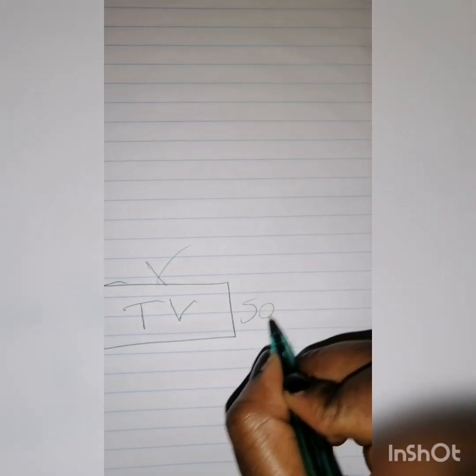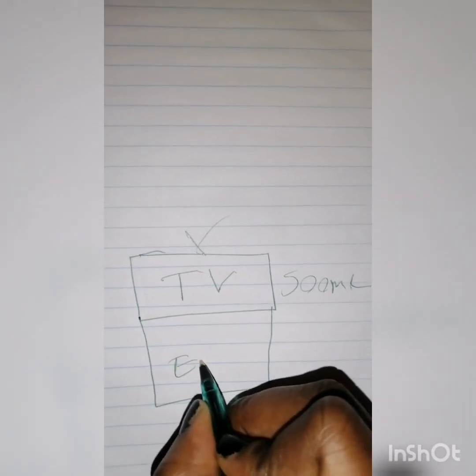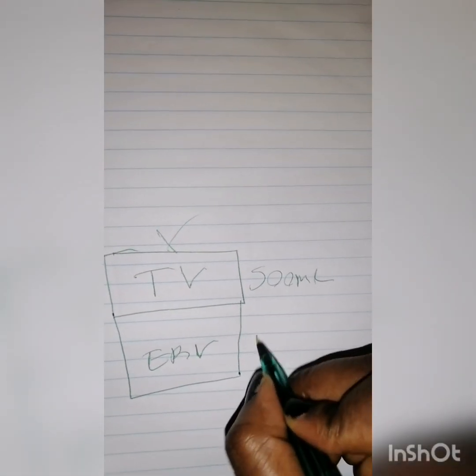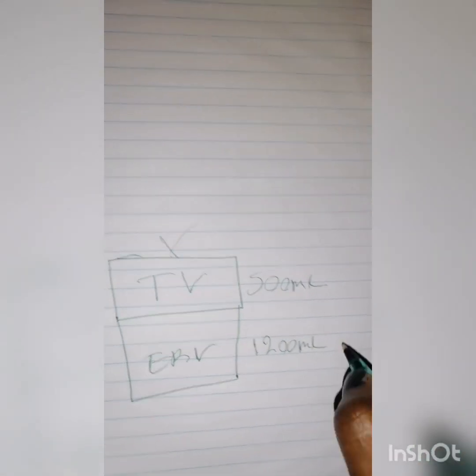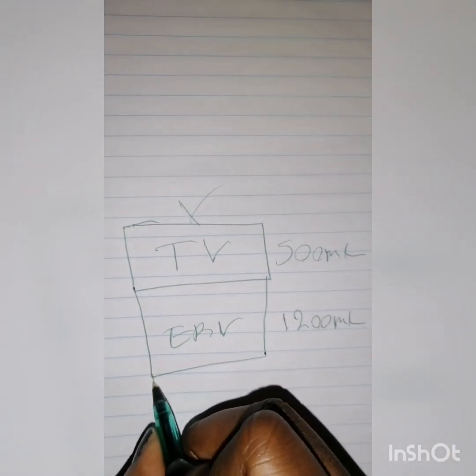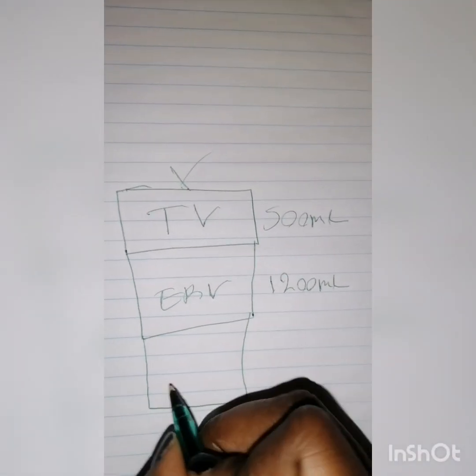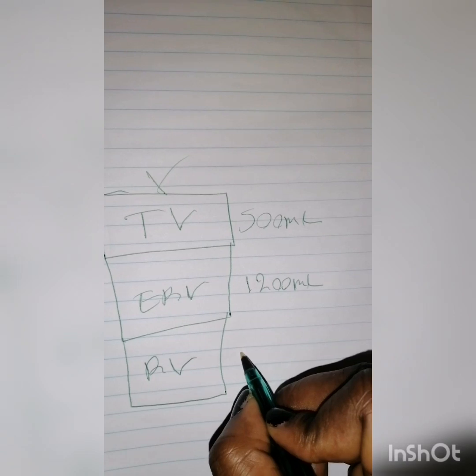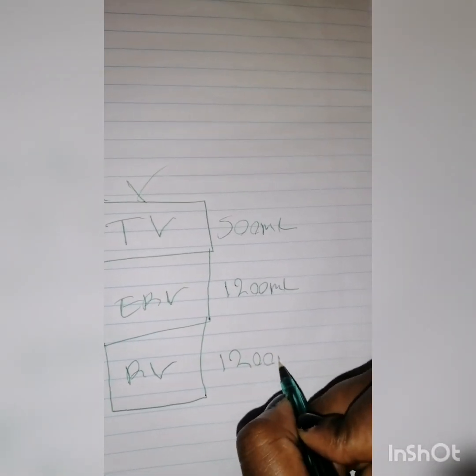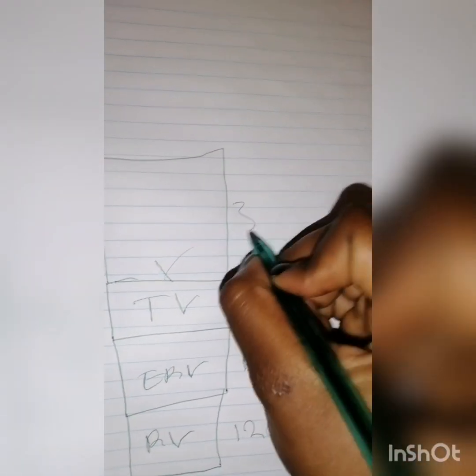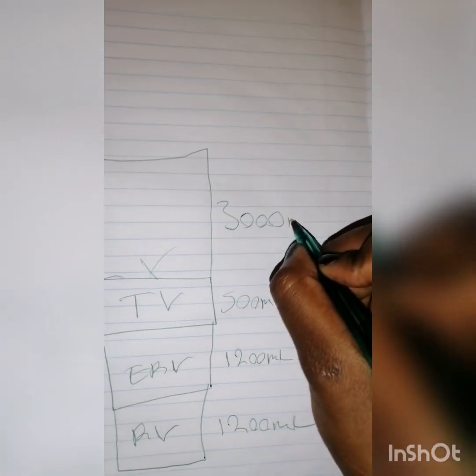For further understanding, I will draw little boxes like this. Tidal volume is about 500 milliliters. We also have expiratory reserve volume, which is about 1200 milliliters. We also have residual volume, which is also about 1200 milliliters, although some books state that it is about 1100 milliliters. So all these numbers are just close ranges. We have inspiratory reserve volume, which is about 3000 milliliters.